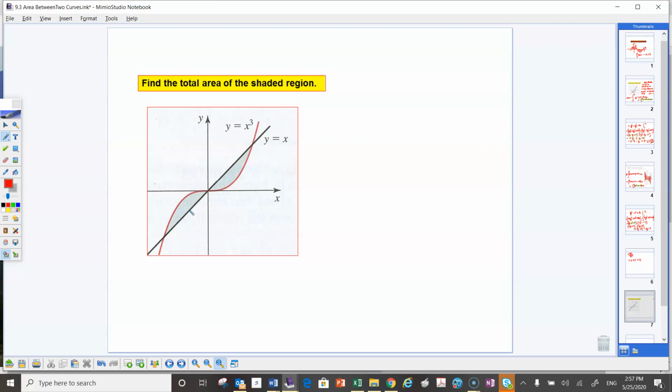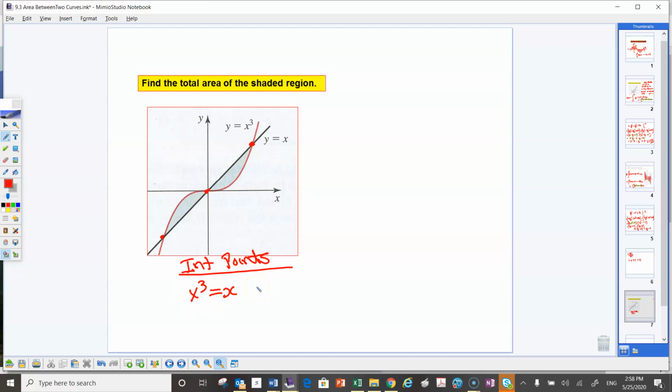So one way to set this up is to set up two different integrals, and before we do that, we need to find the 3 intersection points. To do that, we're going to do the exact same thing that we did in the last question. We are going to equate x cubed and x.